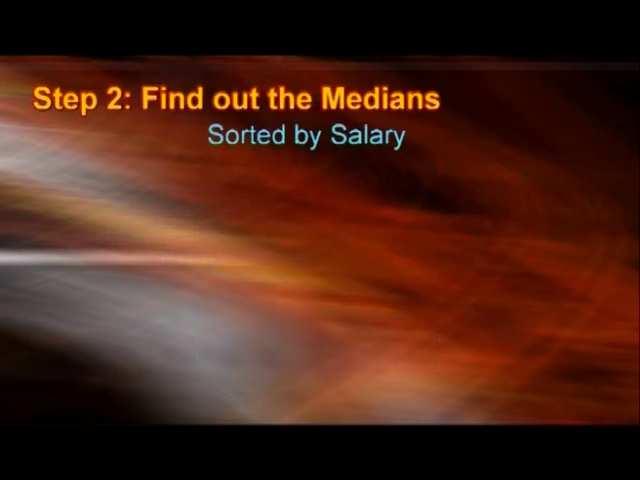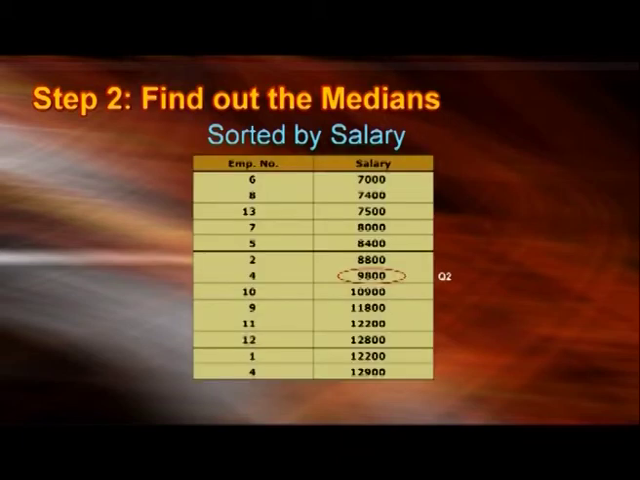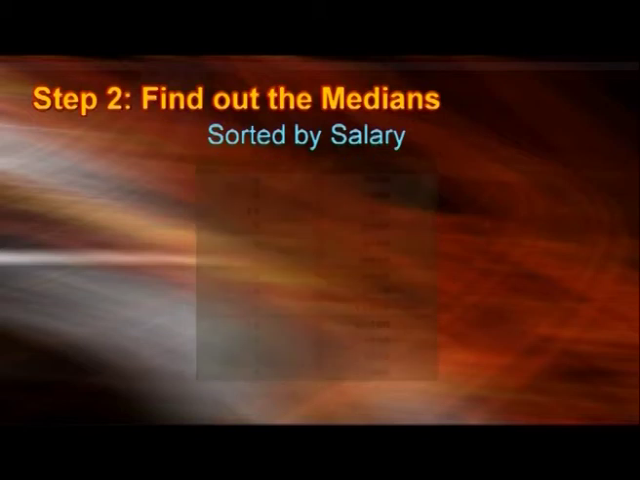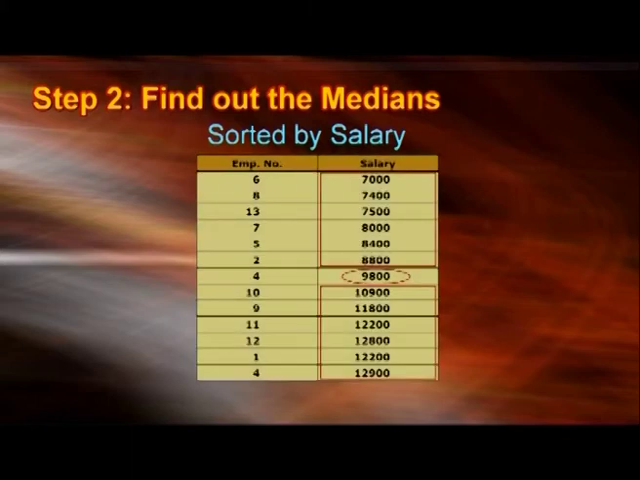Step 2. Find out the medians. There are 13 values in this ordered list. The 7th will be the median, that is 9,800. Let us call this Q2. The median divides the data into two halves.